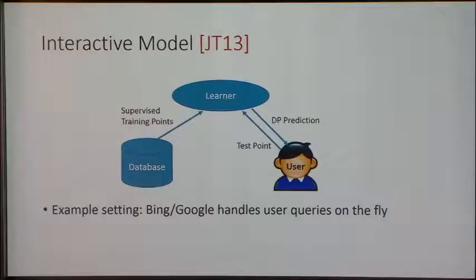And now a user comes in, sends a test point to the learner, and the learner just needs to give out the prediction. This is a fairly useful model for several problems, let's say in an online setting where a user comes in, gives out a query, and you just have to answer the query on the fly. The user does not demand the parameter vector itself. He just needs a prediction. So this model is fairly easy to handle. I'll show how we can do it.